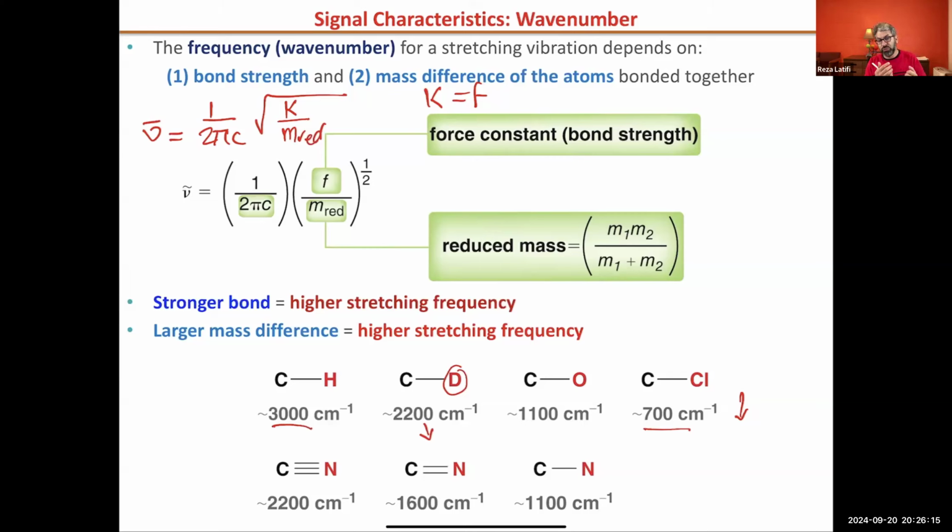Okay, so imagine you have carbon attached to hydrogen. Carbon is 12, hydrogen is 1, the mass for them. So the reduced mass for it is going to be 12 multiplied by 1 divided by 12 plus 1. Okay, that's going to be 12 divided by 13. Let's do the calculation. So it's going to be around 0.9, 12 divided by 13, so something around 0.92.